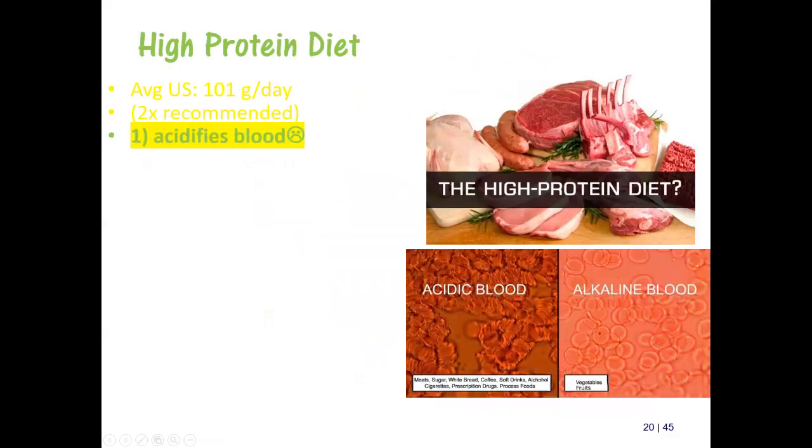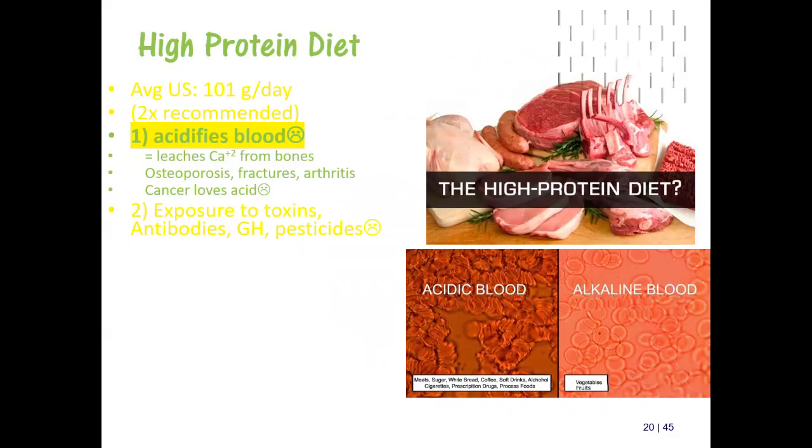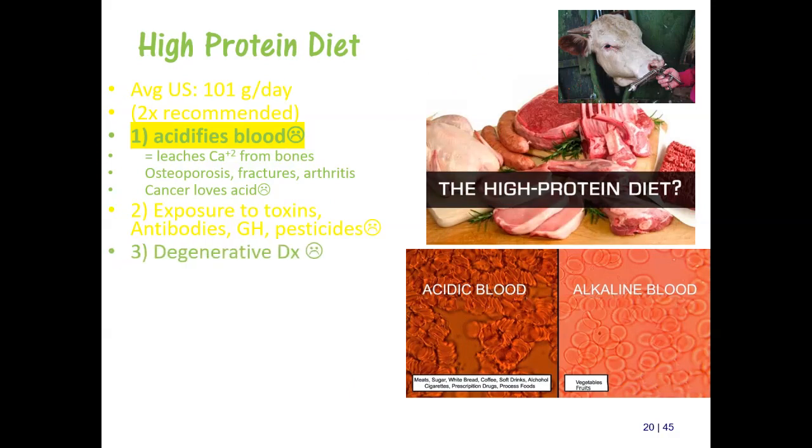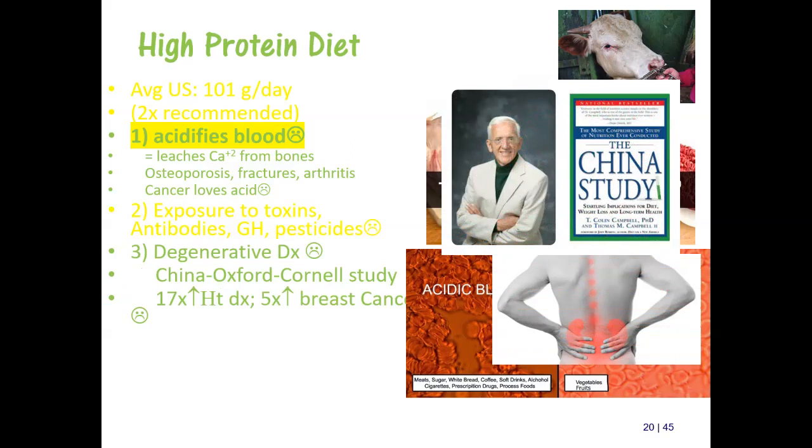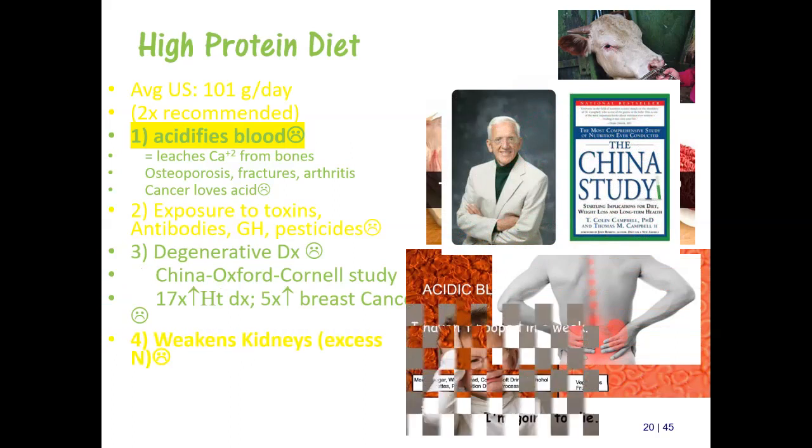High protein diet. My slides have changed. Acidifies the blood, so pulls calcium out of your bones: osteoporosis, fractures, arthritis, cancer cells love it. You get more exposure to toxins, antibiotics. Animals are treated horribly, degenerative diseases. Can't recommend that book enough. The next book is called Whole, and he has a book that's coming out this fall. I can't remember the name, but in that, that's the 17-fold increase in heart disease in people with a high protein diet, which was the average American. Double what is recommended, double. And your kidneys just cannot handle it.